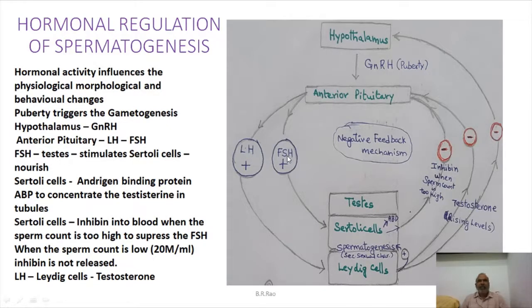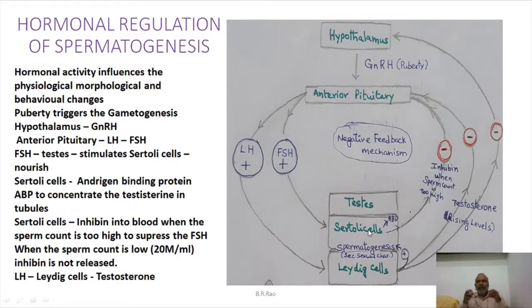The adjacent cells are nothing but Sertoli cells. So follicle stimulating hormone stimulates the Sertoli cells. These Sertoli cells secrete two hormones. One is called androgen binding protein, and the other one is called inhibin.